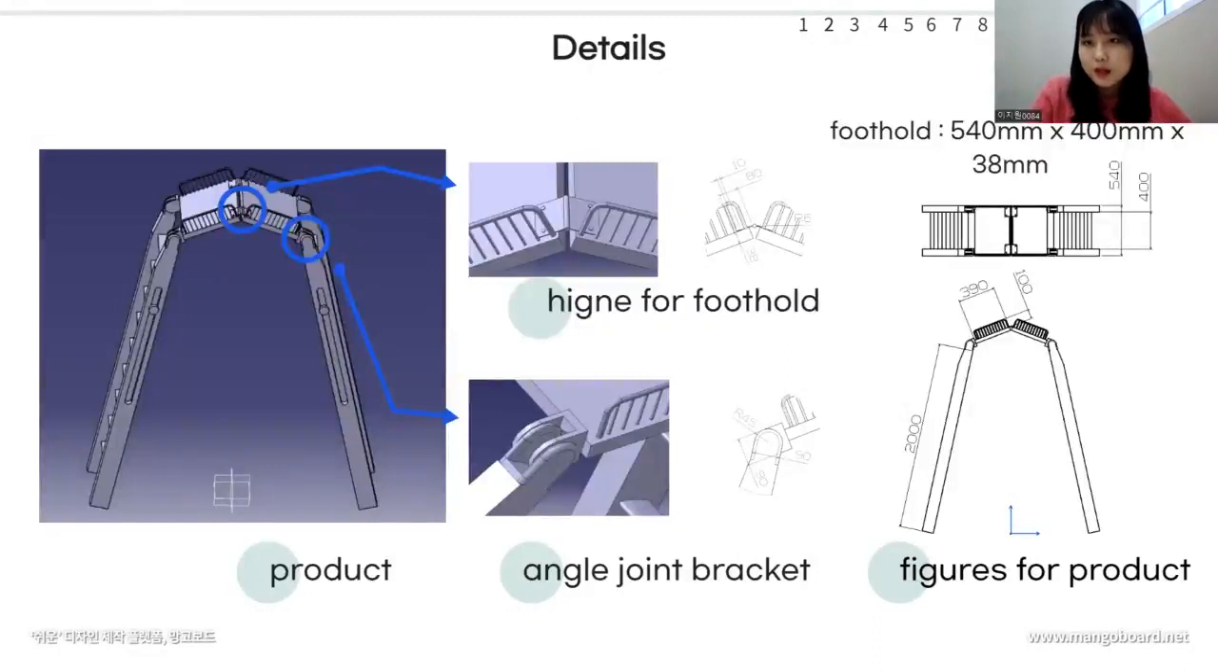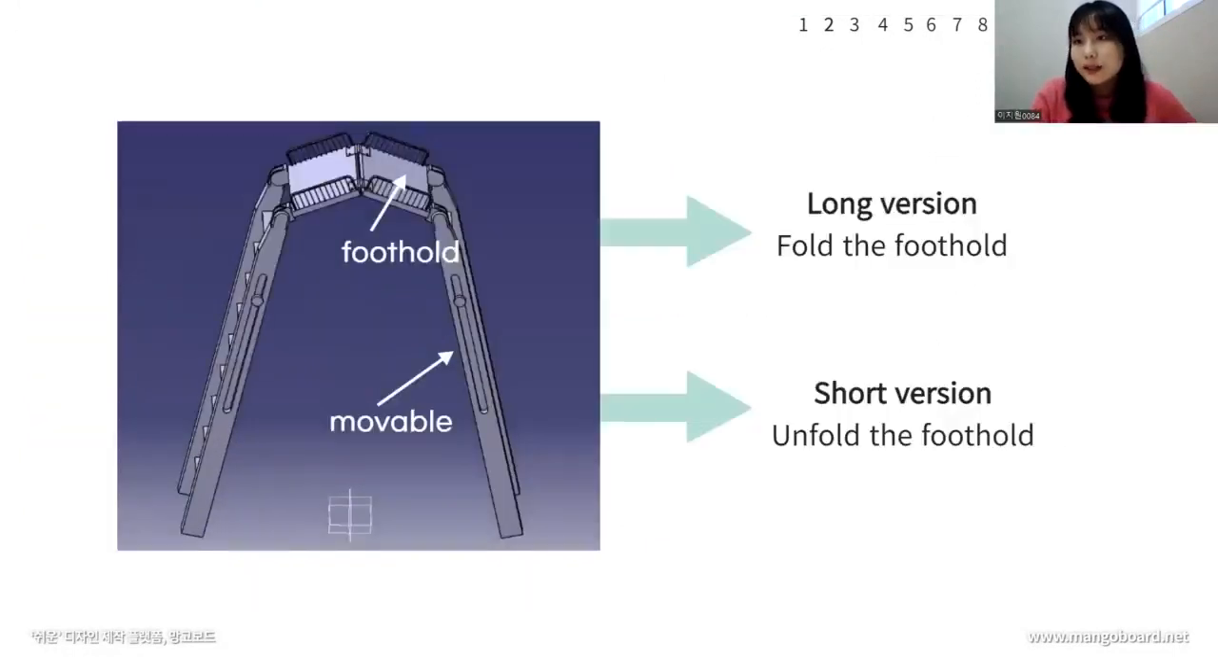This is the blueprint made by the CATIA program. You can see the detail parts of the ladder, such as the hinge, angle joints, and also the figures of the product. The ladder can be used in long versions and short versions. Also, it can be changed by movable legs.